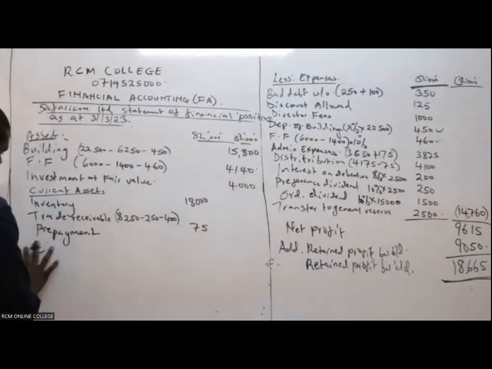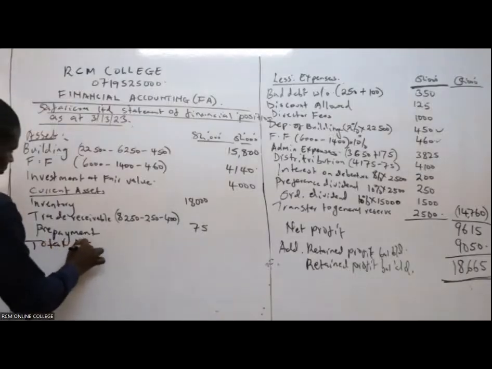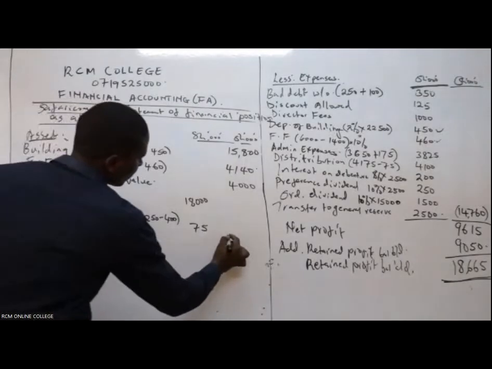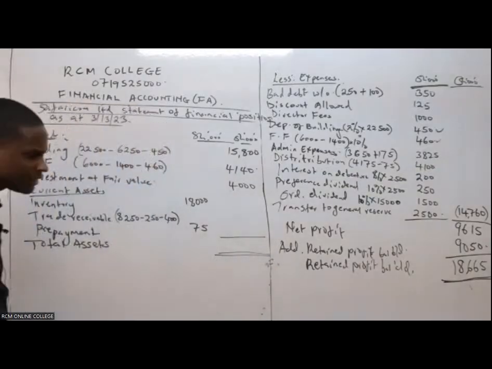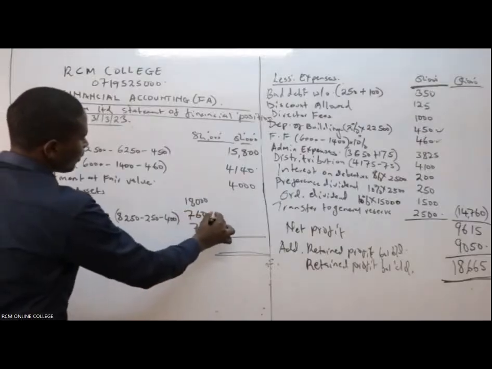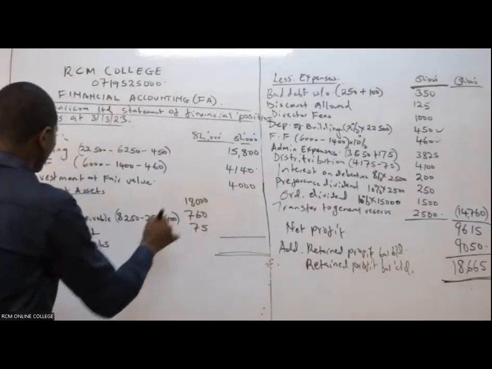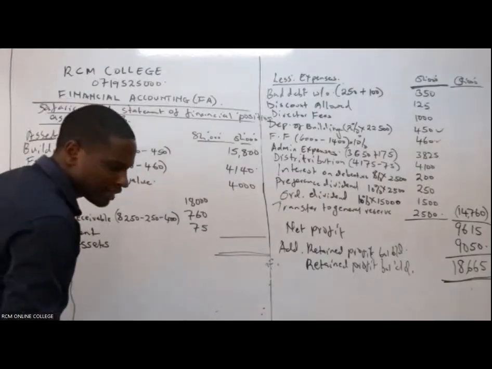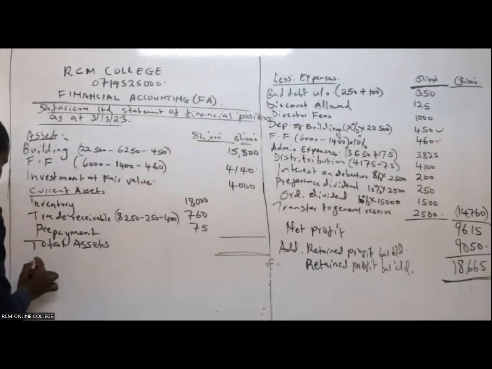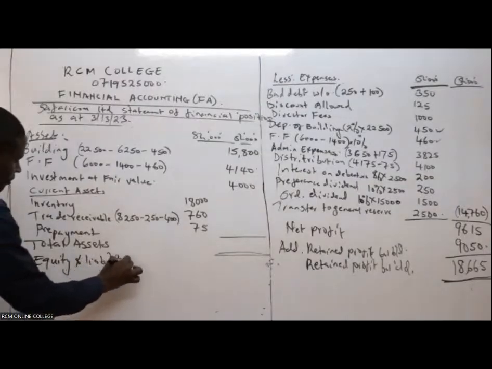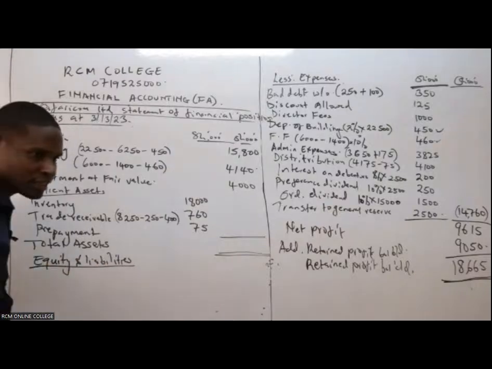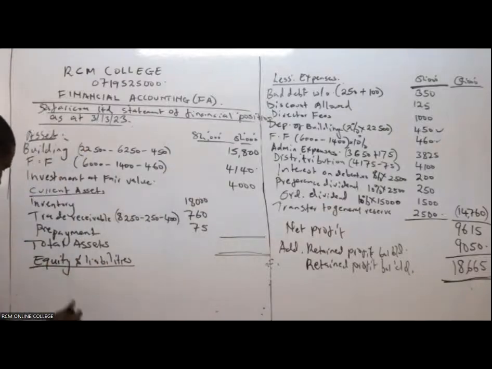Equity, total asset, of course. Total asset, put it there and let's close. Yes, 7,600. Can you give me now the total of the current asset, as we wind it up? Equity and liability is the next section, which has ordinary share capital.